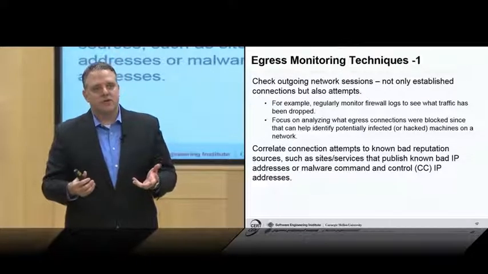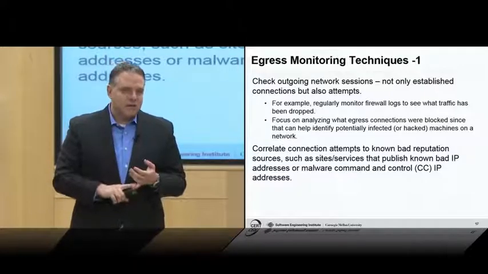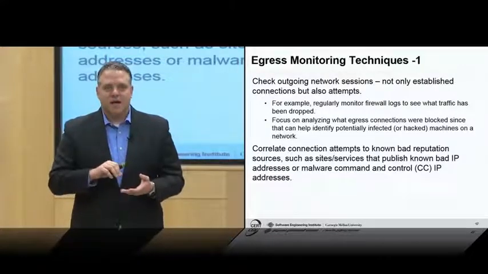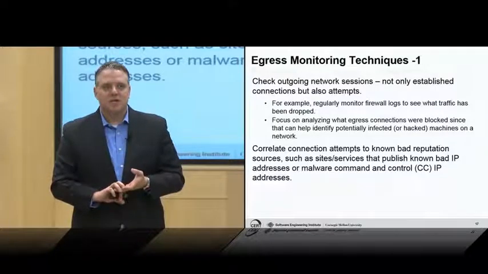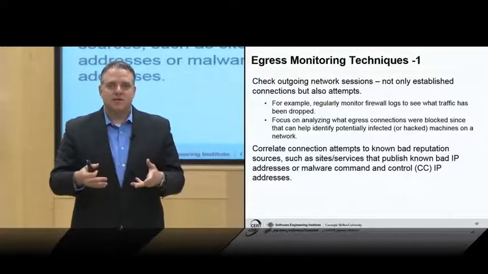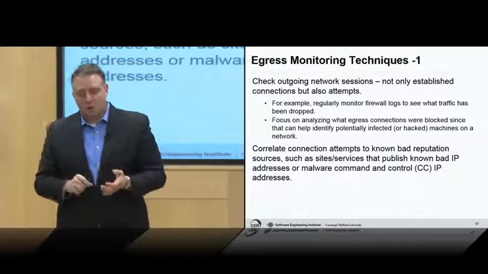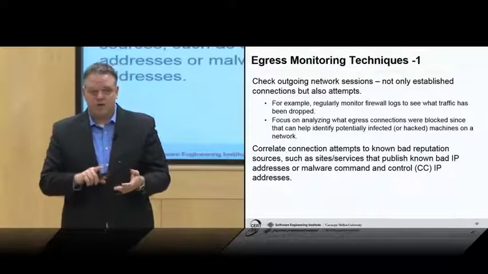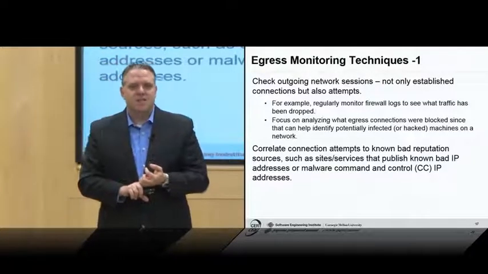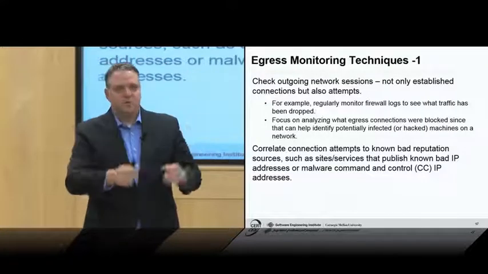So how do you actually do this? Well, look for outgoing sessions. Not only established connections, but actually failed attempts. Your firewall may be blocking these sorts of things. Look at the logs and see what is beaconing out, what is calling out. I will always see port 80, port 443, port 53. But what if I start seeing port 23 calling out on a regular basis?